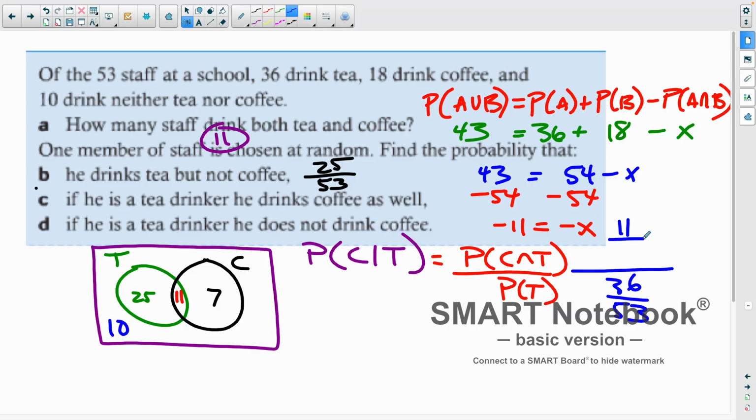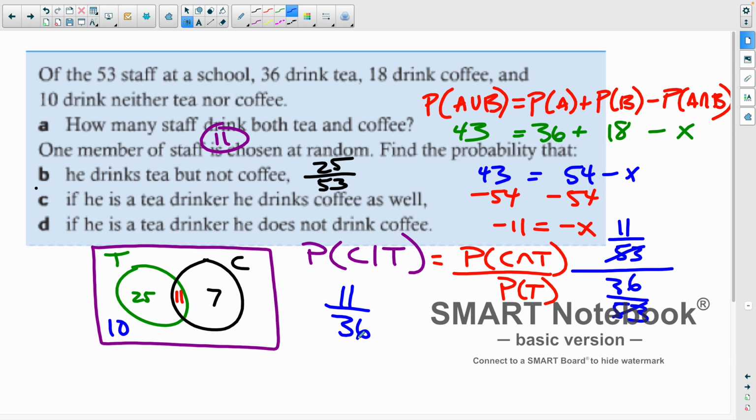Now some of you are going, man, that's a complex fraction, I don't like that. Well, what's the good news about the complex fraction? They have the same denominator, both 53 at the bottom. So technically those cancel out. You could keep, change, flip, they would cancel. And so my answer would be 11 out of 36. So that's the probability that I drink coffee given that I drink tea.